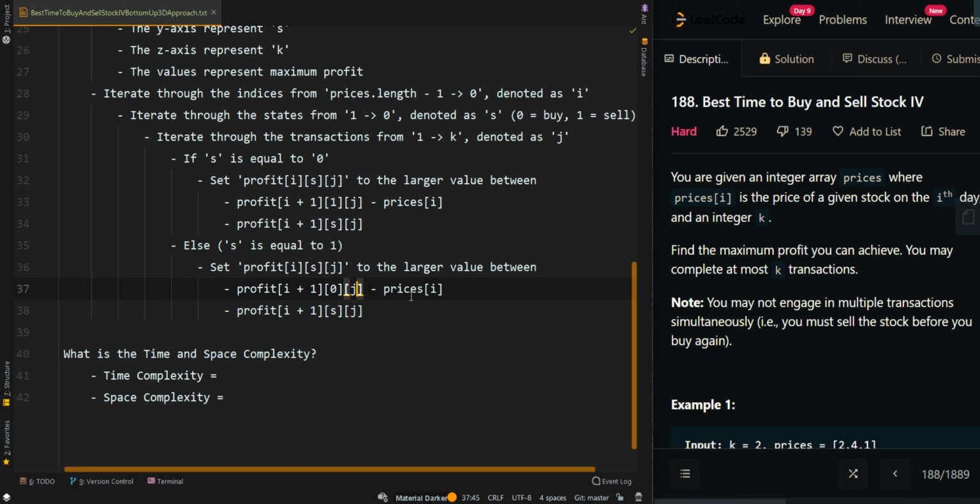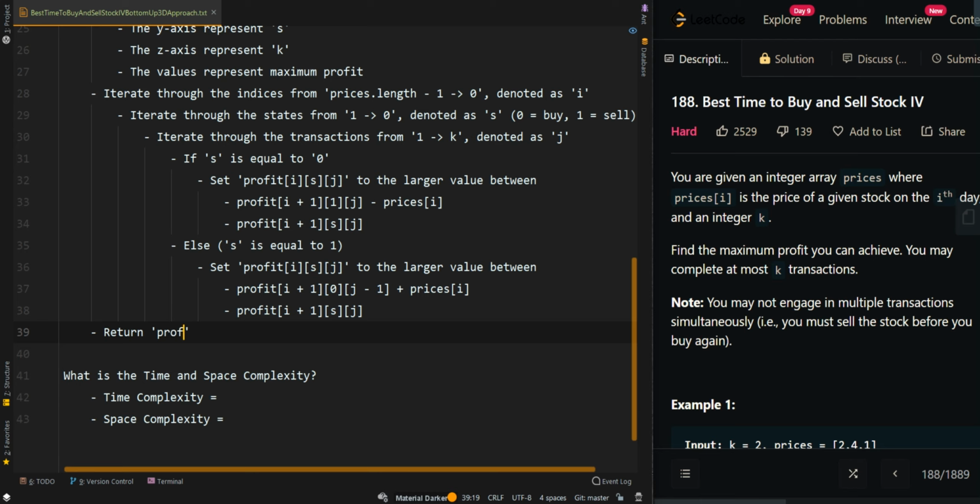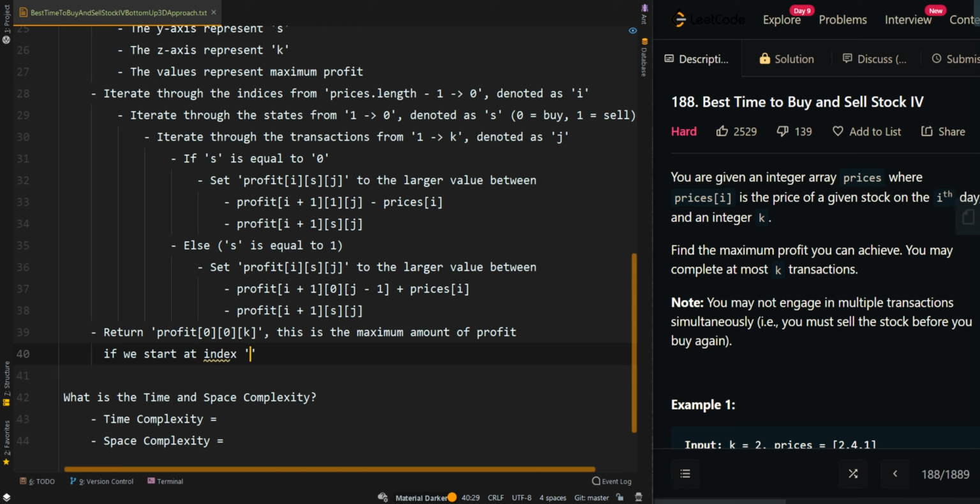And then the number of transactions decreases by 1 because we buy and then sell. And then we need to increment by the current price because we sold at the current price, so we gained that much money. And then the second choice is if we just skip the current stock, so we just move the index forward. Then we can return profit[0][0][K]. This is the maximum profit if we start at index 0 with a state of 0. This means the current buy state and K available transactions.